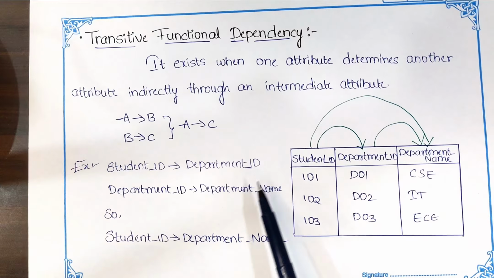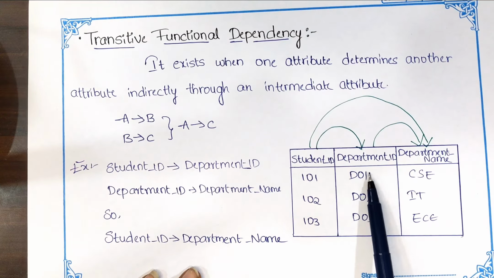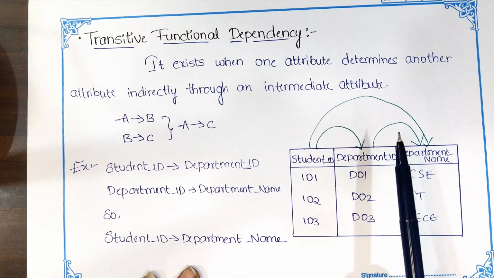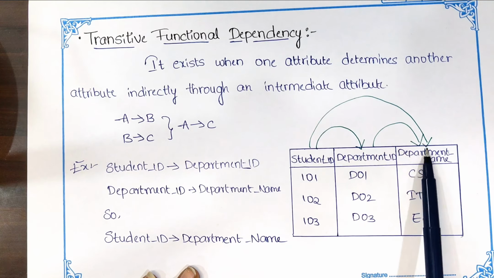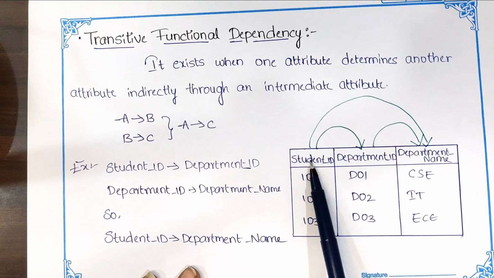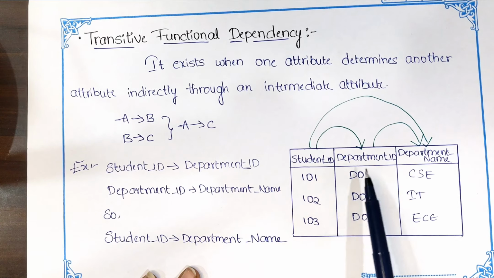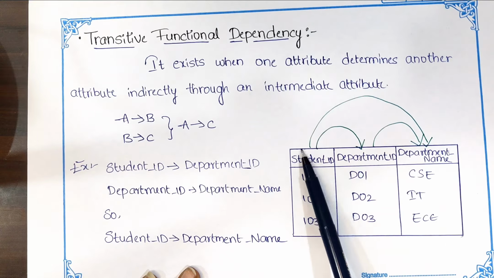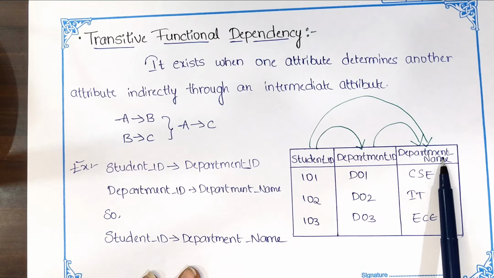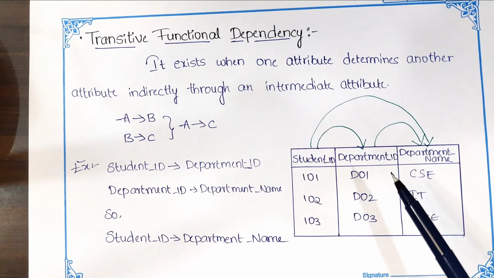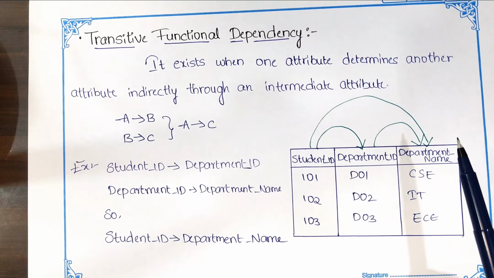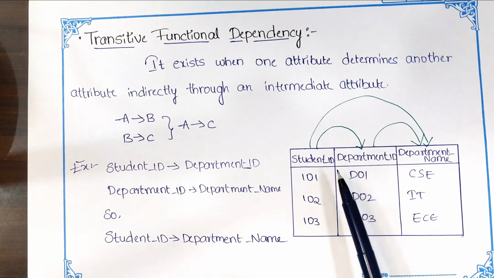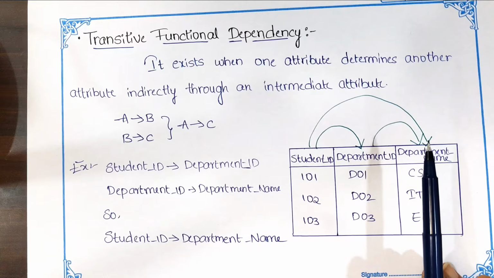For example, let's consider this table with student ID, department ID and department name. Using this student ID, we can find this department ID, and using this department ID, we can find the department name, as they are determining each other. Like student ID determines department ID and department ID determines this department name. So student ID can also determine this department name. So we can say that one attribute reaches another attribute through a middle attribute. This is what the transitive functional dependency means.